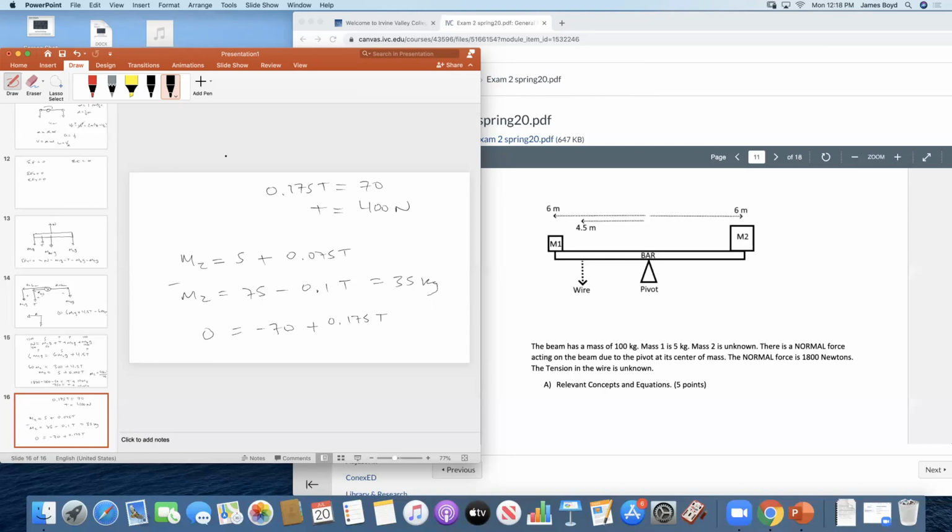If we had three unknowns, we would be stuck. We can't solve for three unknowns with only two equations. We would have to find a third equation.